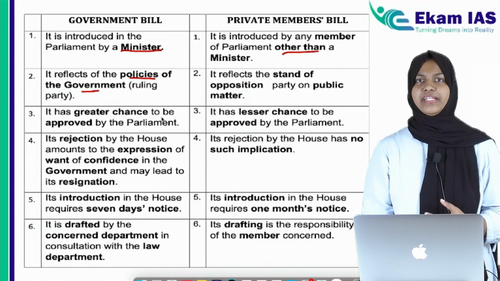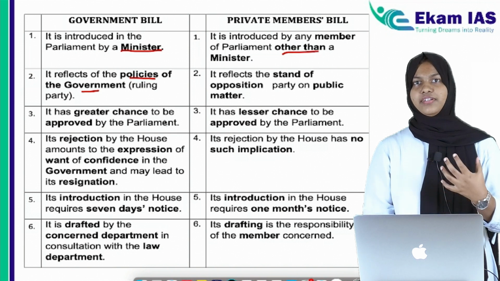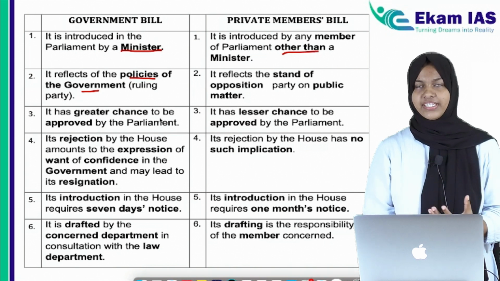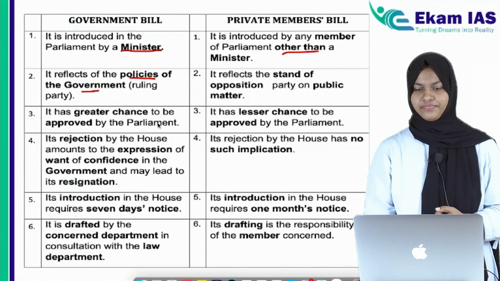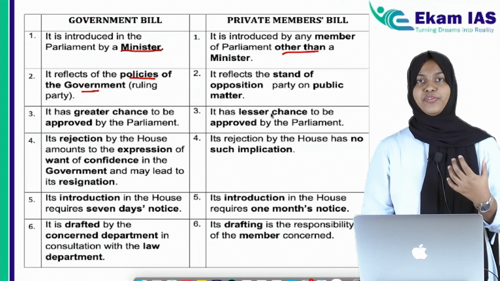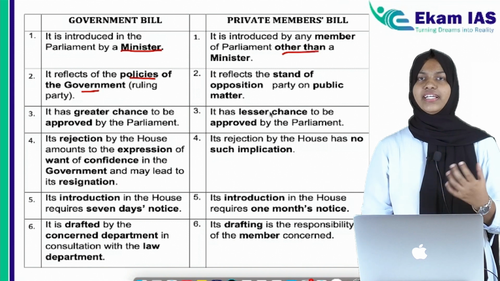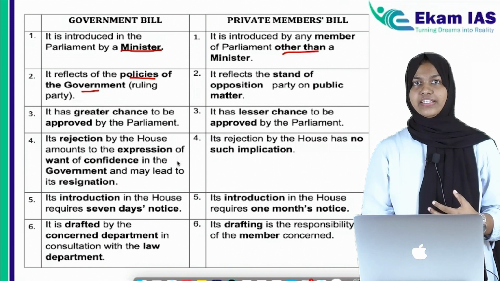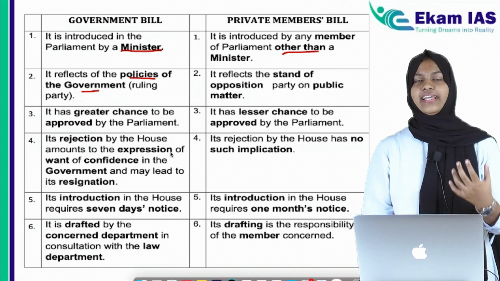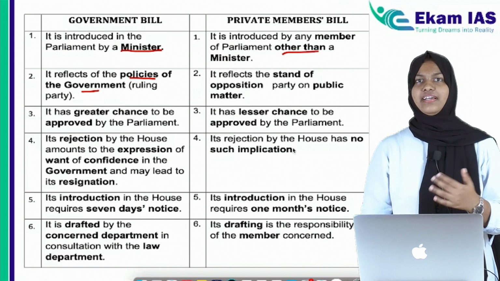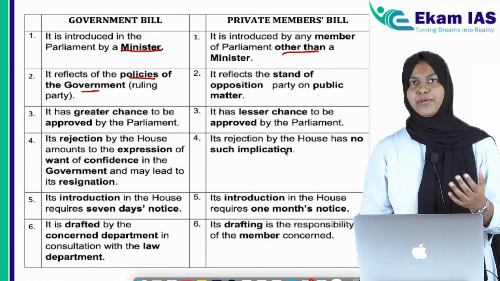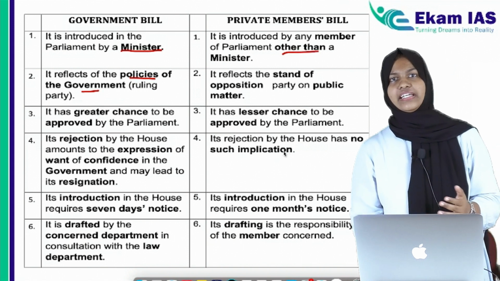Then, since the government bill is introduced by the government, and since it is the government, they have the majority in the parliament, the chances of a government bill getting approved are higher. And in case of a private member bill, the chances of getting approval are lesser compared to the government bills. And if any government bill gets rejected, it shows that they lack confidence in the house, and it can lead to the resignation of that government. And in case of a private member bill, there is no such implication. If that private member bill is not passed, then there are no particular issues associated with that.